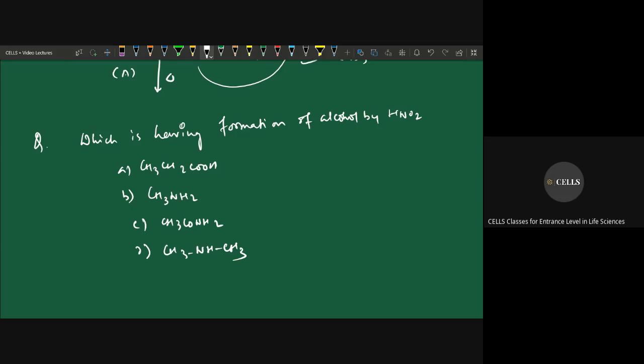Tell me which one will be the correct option. Sorry, correct answer, not correct option. Yes, you're right. Yes, B is correct because it's a primary alcohol. This is a secondary, so this will not form, and the answer will be B. Very good.